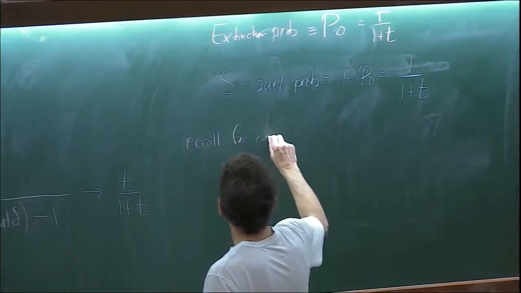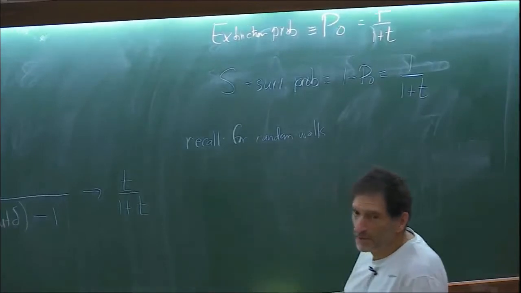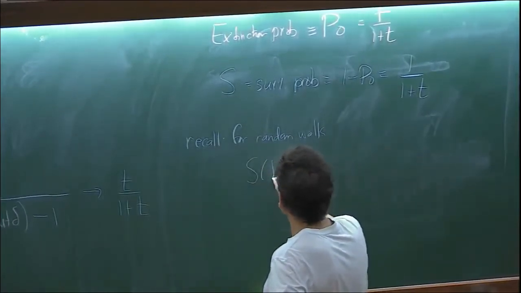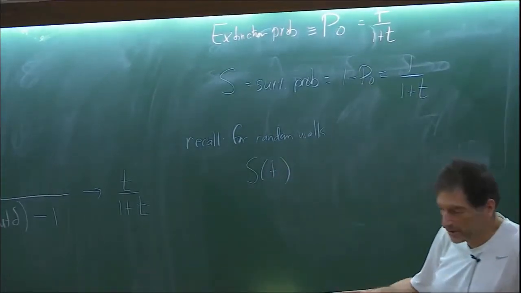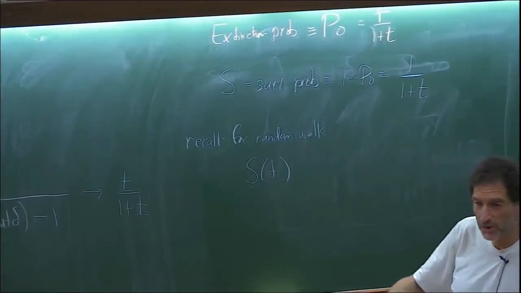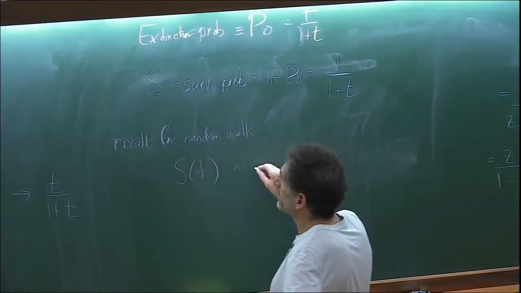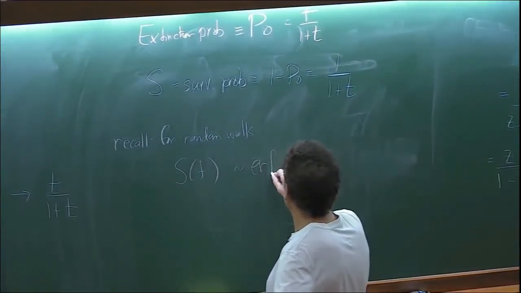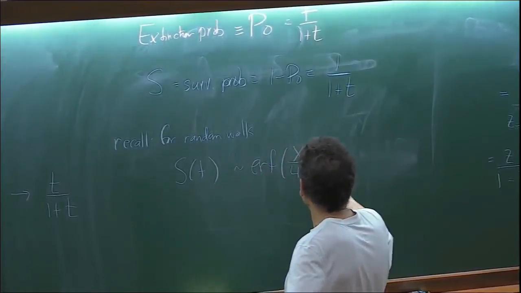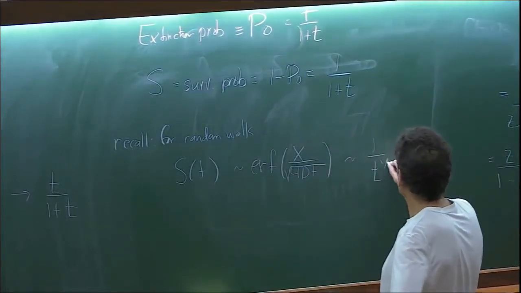A random walk, or continuum diffusion, it turns out that S of t, so if I imagine starting with a single particle at distance x away from the origin, does a random walk, and I ask, what is the survival probability? Well, that survival probability is erf of x divided by the square root of 4Dt. And this asymptotically scales as 1 over t to the 1/2.